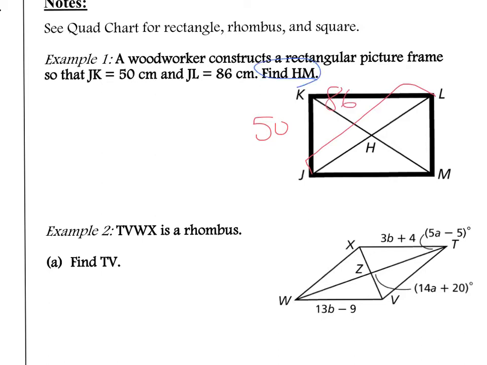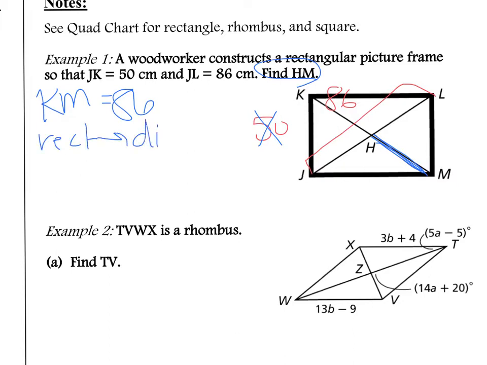And the question wants us to find HM. Since HM is a part of a diagonal, we are working with the diagonal, so I really don't even need this 50. If JL is 86, then I also know that KM is 86 because that's a property of a rectangle, that the diagonals are congruent. So it's a rectangle, therefore the diagonals are congruent. So this whole thing, from here all the way across, is 86.